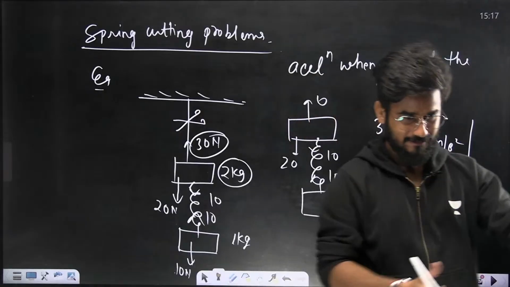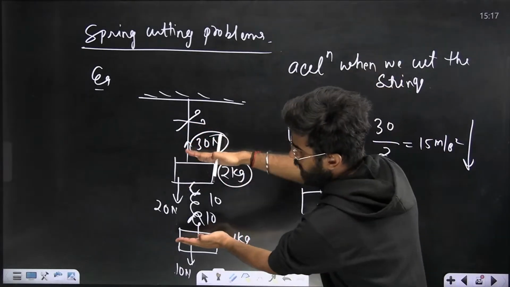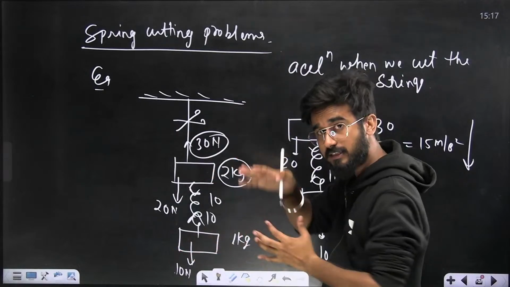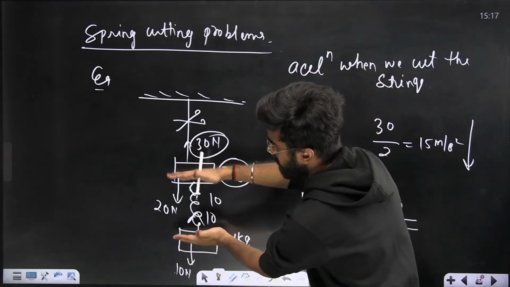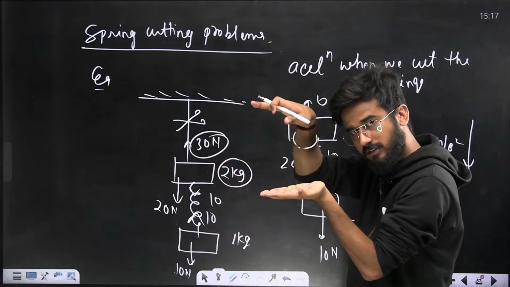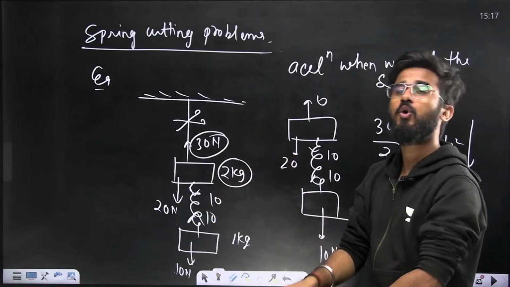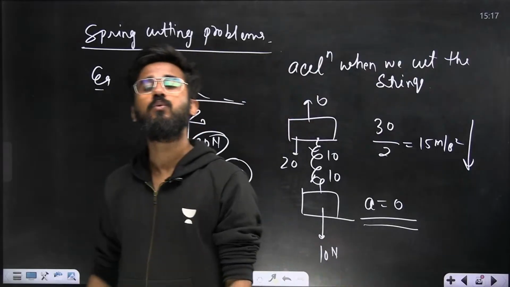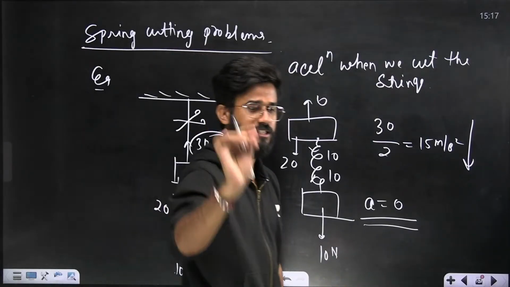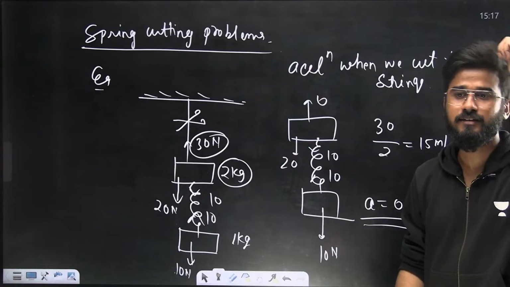Let me repeat it again. What happens is, as we cut the string, this block remains stationary, means it is at rest, but the other block, because of this extra force, comes down to the natural length of the spring. Now both blocks go downward simultaneously with the acceleration of 10 meters per second square, which is the acceleration due to gravity. Got it?